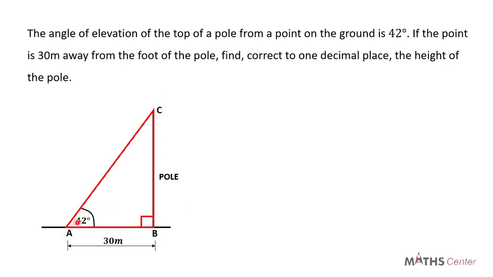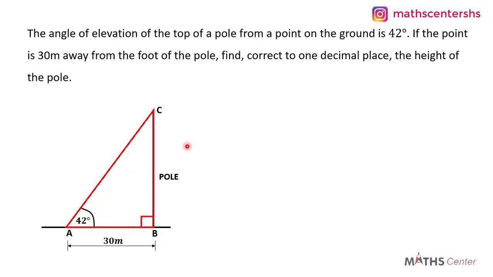The angle at point A is 42 degrees, and the distance between point A and point B, or the length of the side AB, is 30 meters. The height of the pole will be the length of the side BC. We have the angle here to be 42 degrees. The side BC is opposite to 42 degrees and the side AB is adjacent to 42 degrees. So we have 42 degrees here. We have the length of the side AB and we are looking for the length of the side BC.